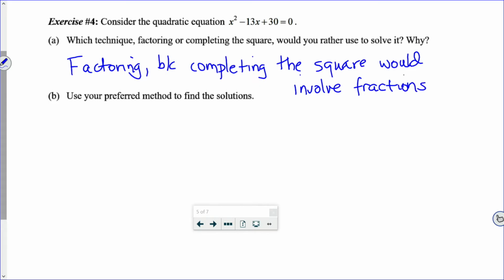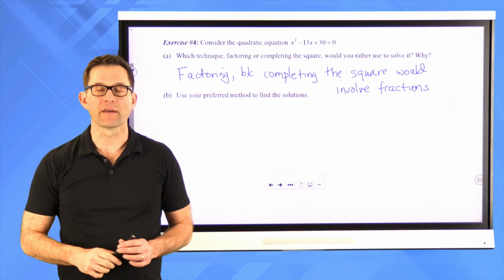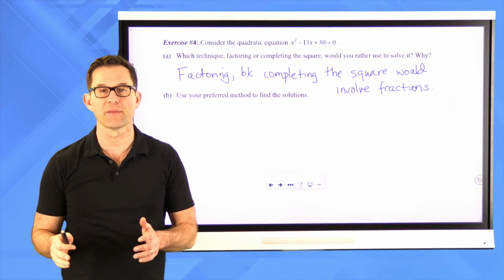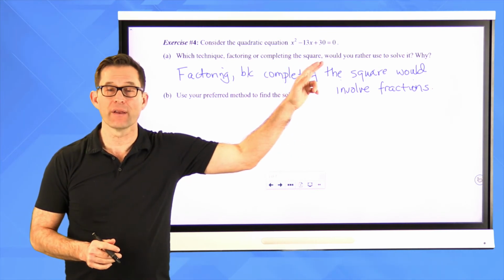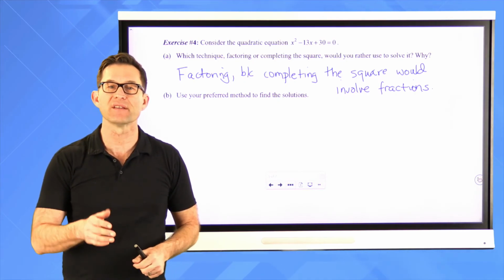Again, if that doesn't bother you, awesome. Okay. Generally speaking, factoring to solve a quadratic is quicker than completing the square, but that's all based on whether or not you can factor it. If you can't factor it, then completing the square is rather nice because it's very algorithmic.